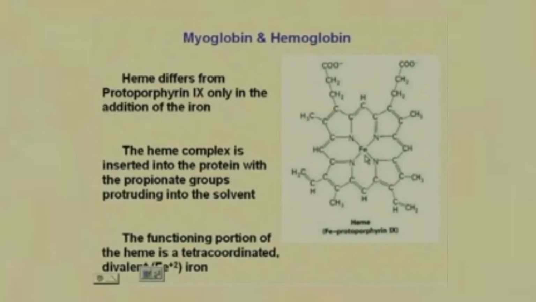Okay, and the heme complex is inserted into the protein with the propionate groups, these groups, protruding into the solvent, and the functioning portion of the heme is this tetra-coordinated divalent Fe2+ ion. Okay, and this is extremely important in the binding of oxygen that is required for the transport of oxygen and for the storage of oxygen, and we will see how hemoglobin and myoglobin, actually how the heme helps in doing this.